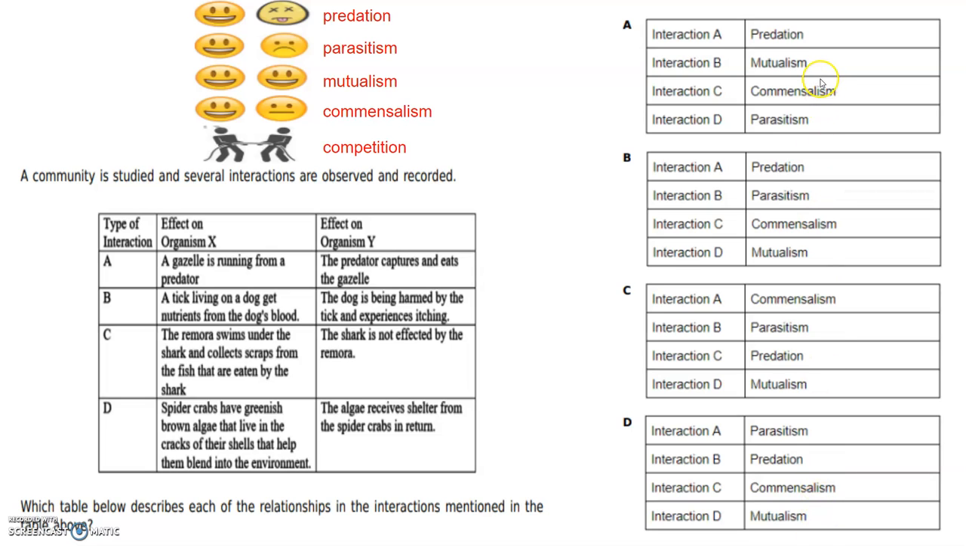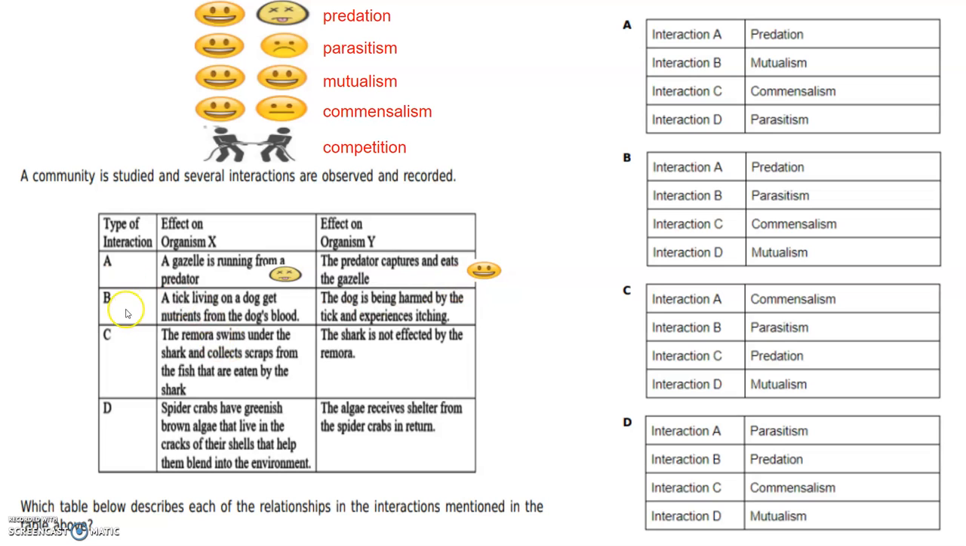and figure out our final answers. All right, so interaction A, we have a gazelle running from a predator, and the predator captures and eats the gazelle. So if the gazelle is running away from the predator, but it's captured and eaten, then that means it was killed. So we have this face for that. For the predator, it just got a meal. It was able to eat the gazelle, so that's a good thing for the predator.